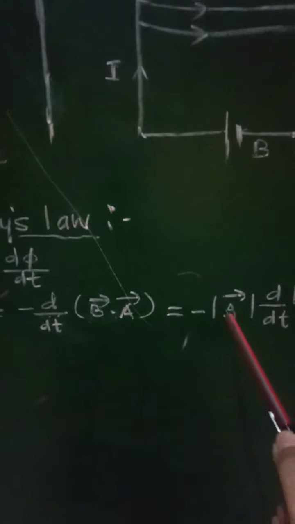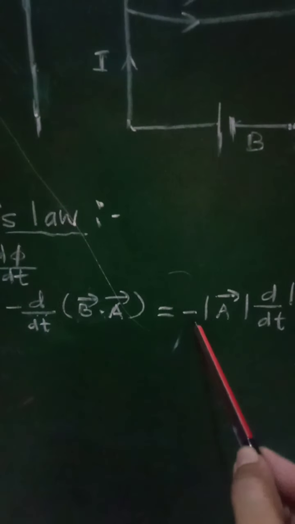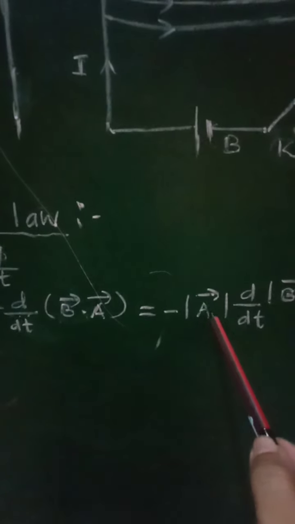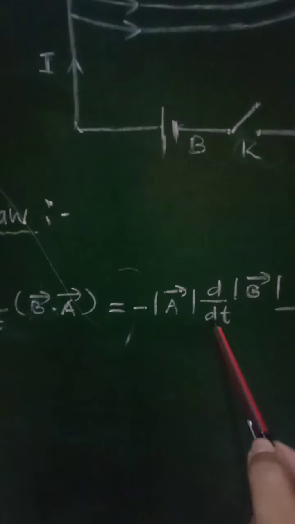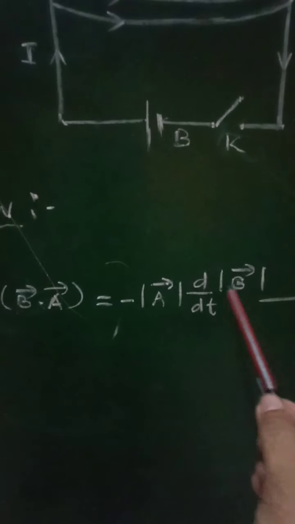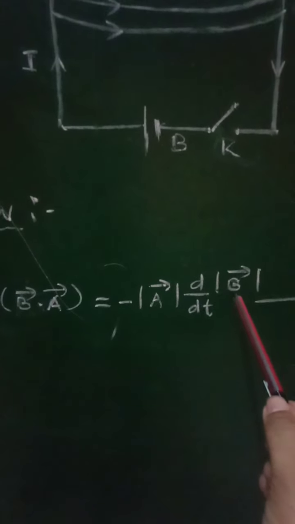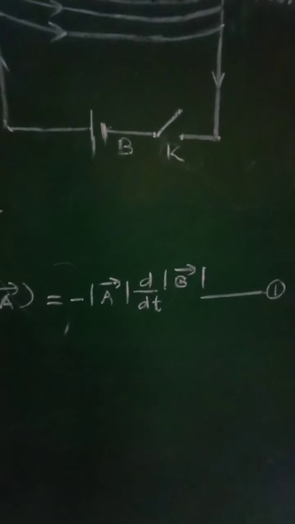So that will be equal to, as the area vector has constant magnitude, minus the magnitude of vector A into d by dt of the magnitude of magnetic field B. Now this B is varying with time and therefore it is differentiated, and let that equation be equation 1.